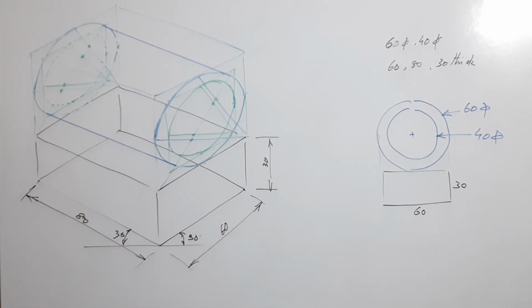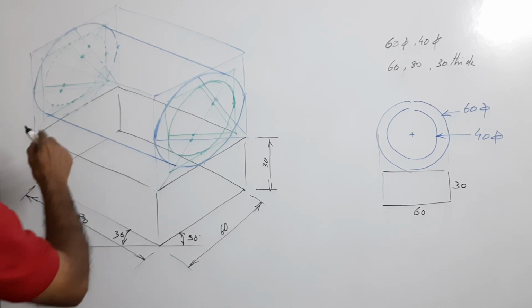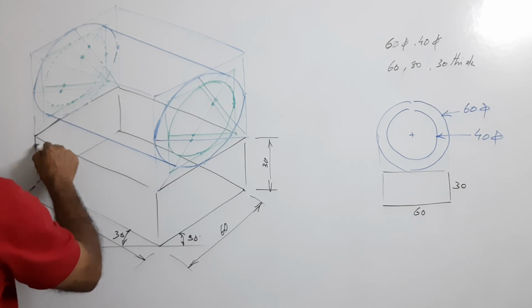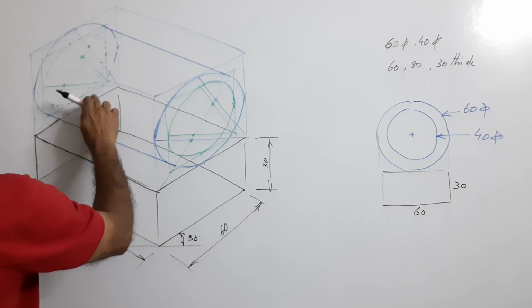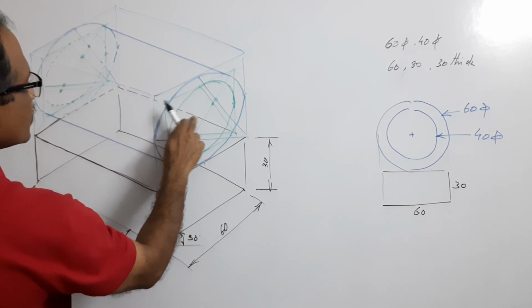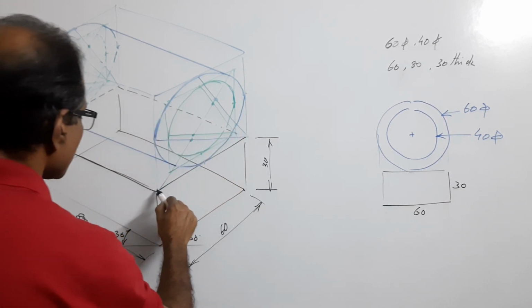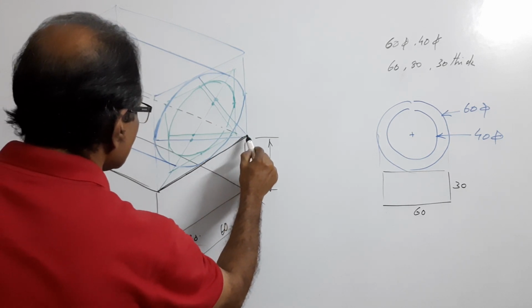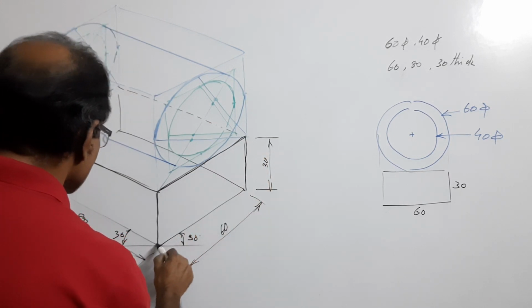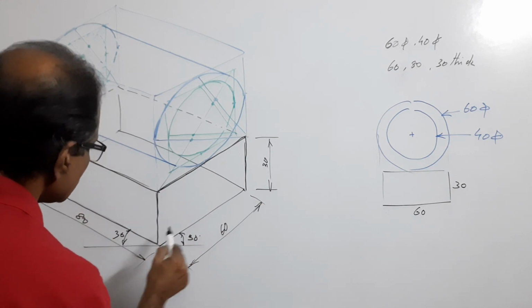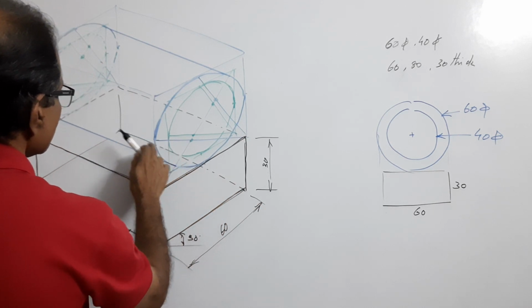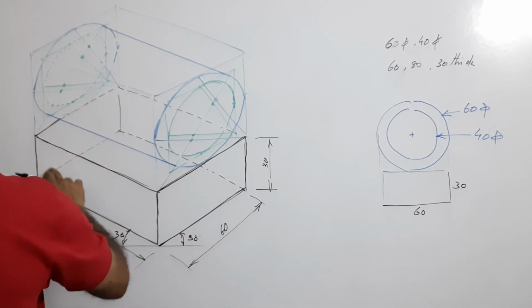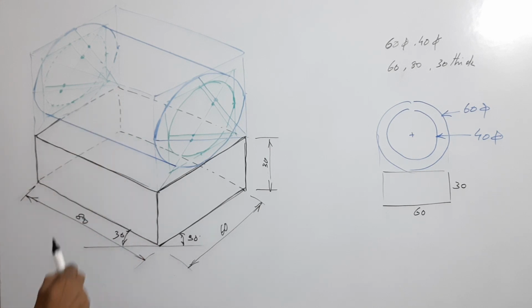Now you have to darken whatever is visible. This is visible. This is visible. This is visible. This is not visible. This is visible, this is visible, this is visible, this is visible, this is visible, this is not visible. It's the bottom of the rectangular slab, this is not visible.